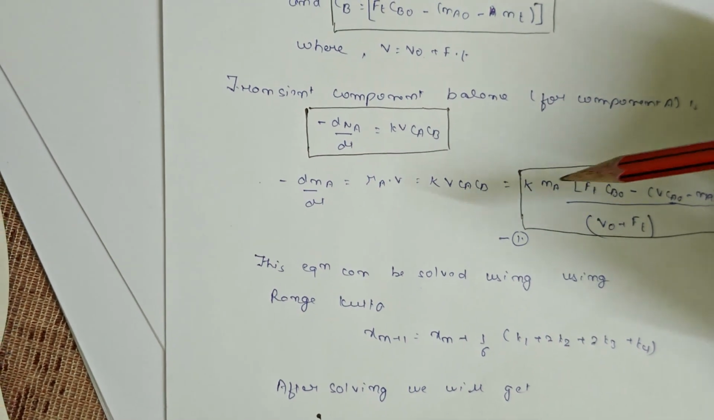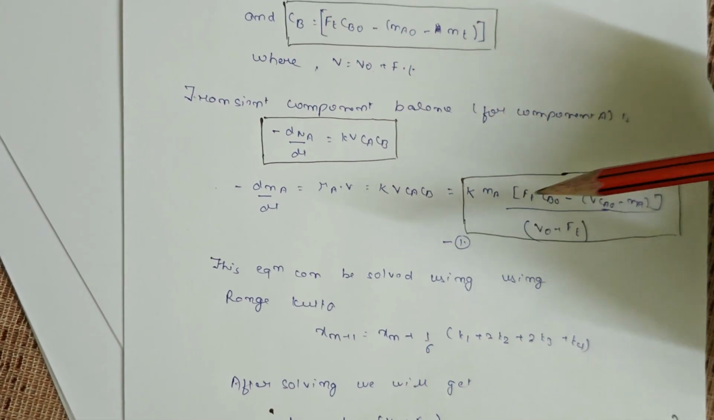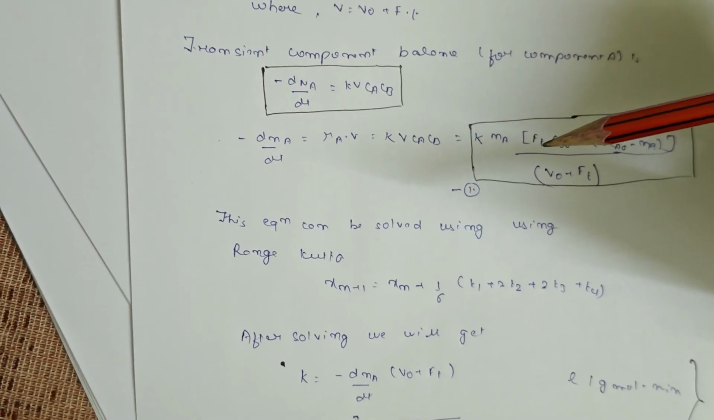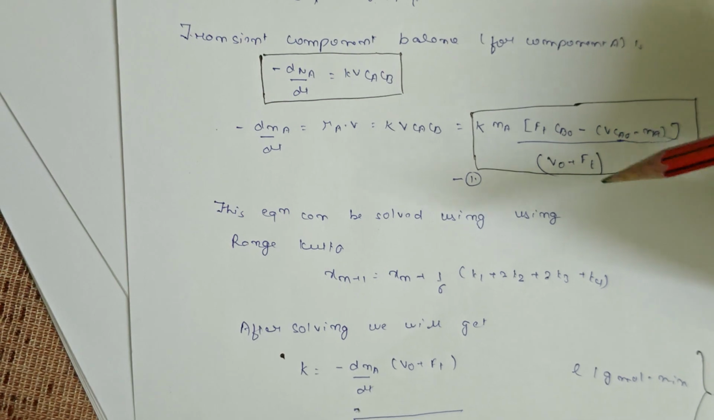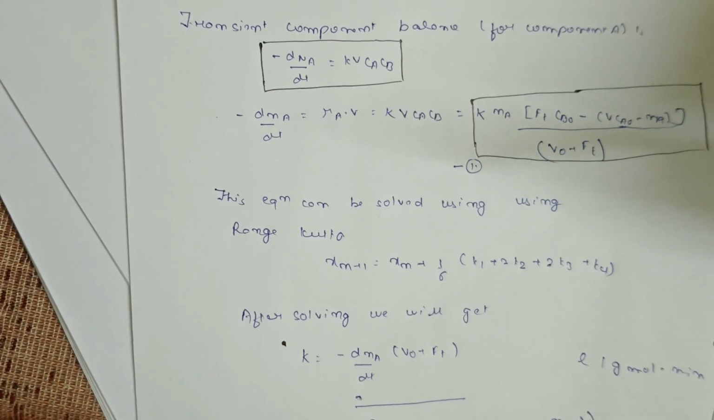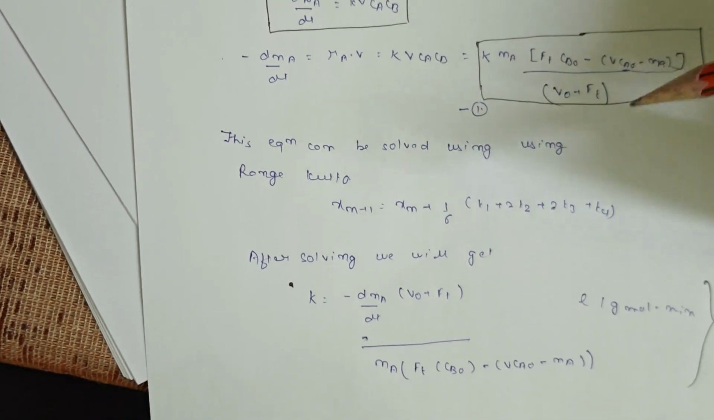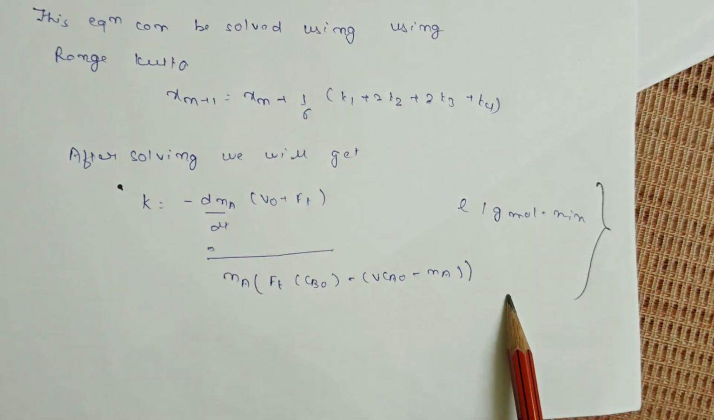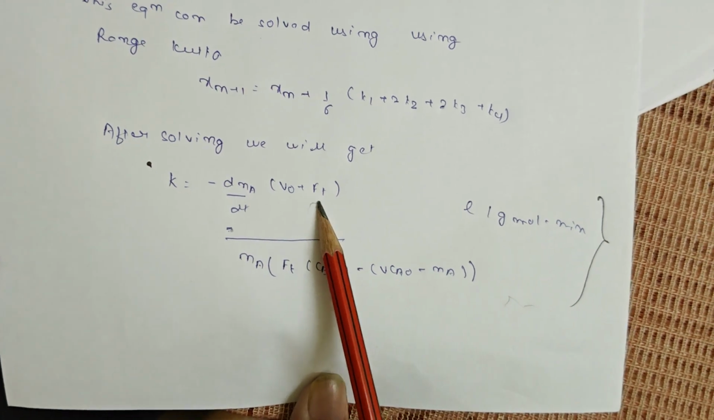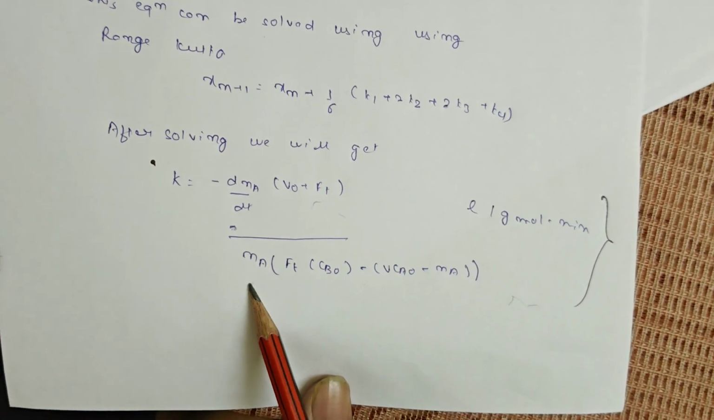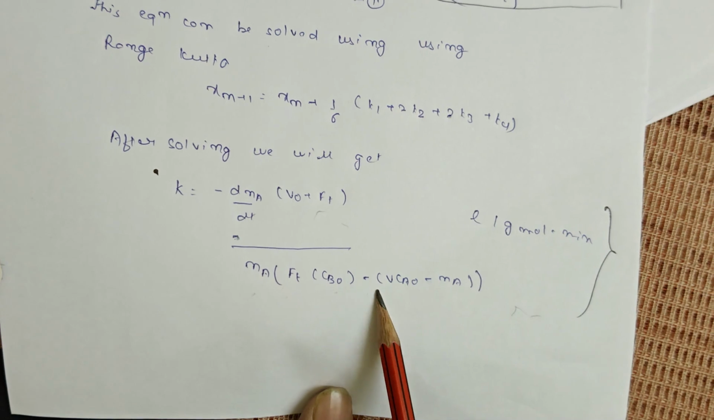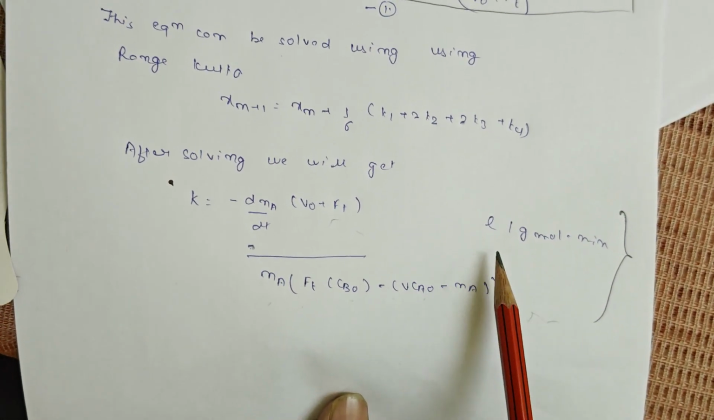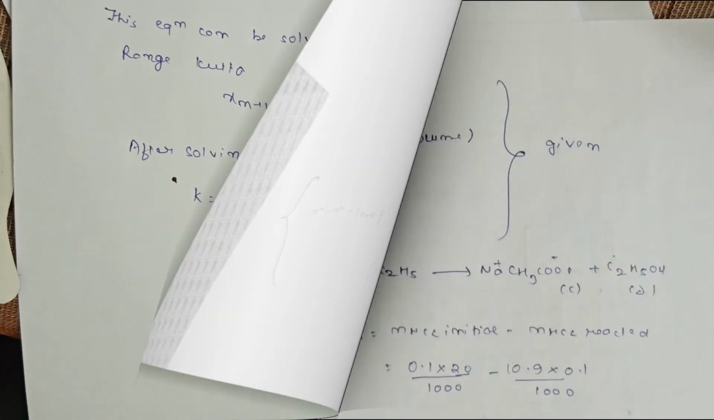This equation can be solved using the Runge-Kutta method, which is basically x(n+1) equals x(n) plus 1 by 6 (k1 plus 2 k2 plus 2 k3 plus k4). After solving this equation by the Runge-Kutta method, we will finally get k equals minus dNa/dt into (V0 plus F·t) upon Na·(F·t·Cb0 − V·Ca0 − Na), and the unit of k will be liter per gram mole minute.